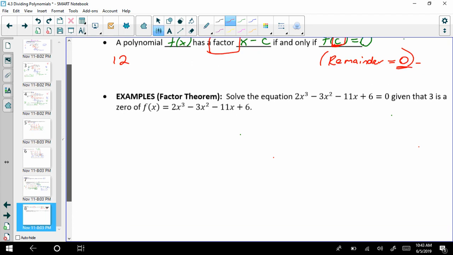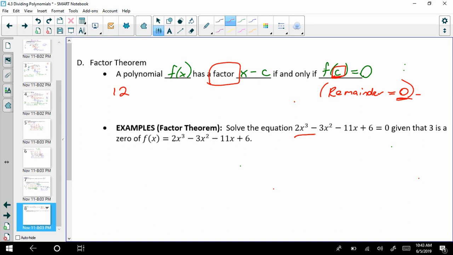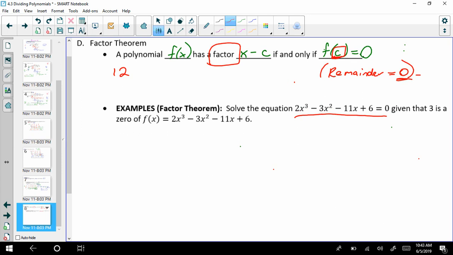Let's try it. Solve the equation given that 3 is a 0 of this equation. If I look at what we were doing earlier, notice the highest exponent is a 3. That means I should be expecting 3 answers. We talked about that earlier. So they've given me one of the answers. They said x equals 3 is a 0. Remember, they're called zeros because they make the function 0 when they're plugged in. So there's one answer. I'm looking for 2 more.